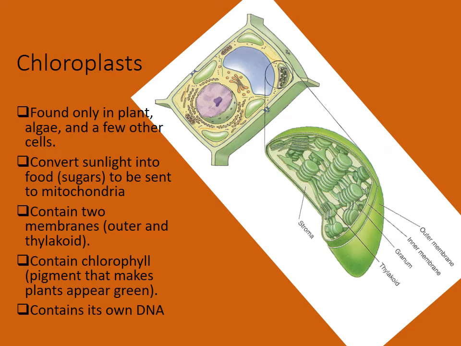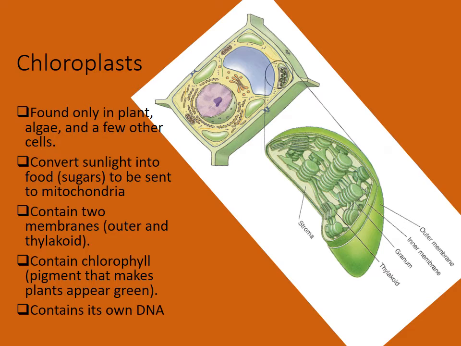Chloroplasts. Every time I look at these guys, I think of pancakes and I get hungry. Oh, sorry, I first did not give you an analogy for the mitochondria. In the last slide, the mitochondria would be the power plant that supplies a prison with electricity. Okay, so now let's come back to the chloroplast. This is only found in plants, algae and other cells. They convert sunlight into food to be sent to the mitochondria.